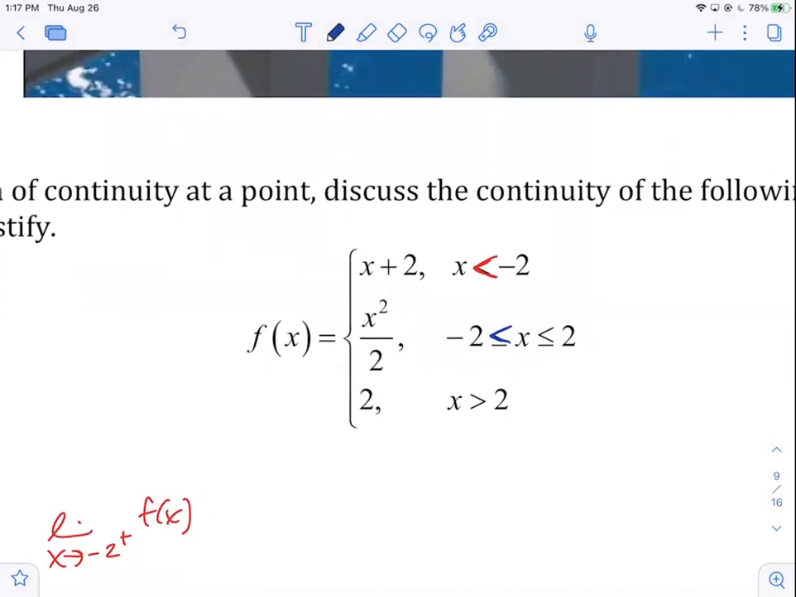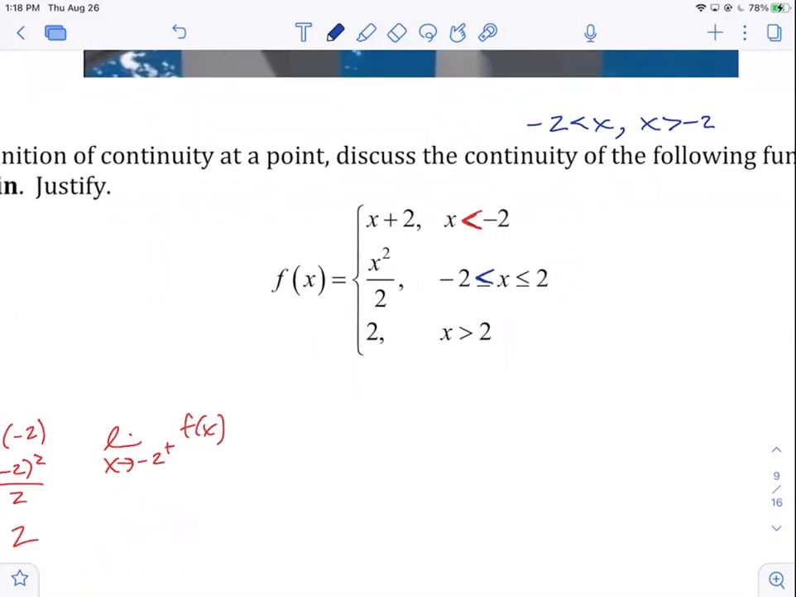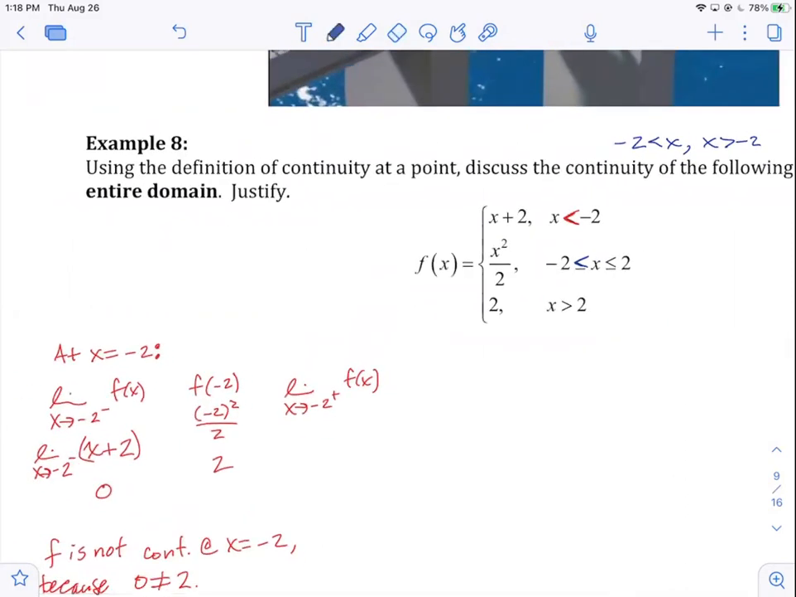Because when you write negative 2 is less than x, that's the same as x is greater than negative 2, right? So you're just to the right of negative 2. You don't want to go so far to the right of negative 2 that you're using that piece, right? This is just to the right, just to the left. So by direct substitution, we get 4 as well. I'm sorry, 4 divided by 2, which is 2.